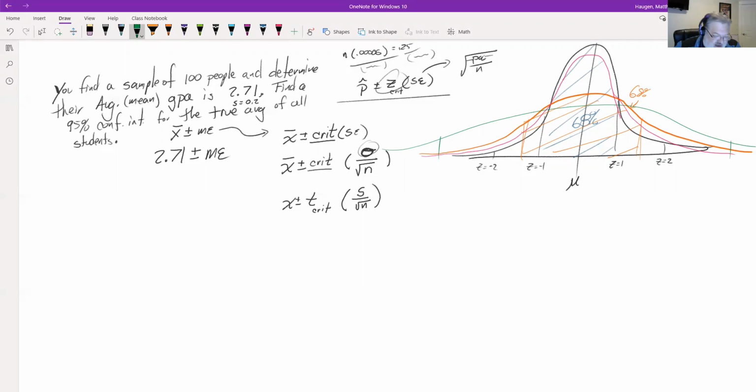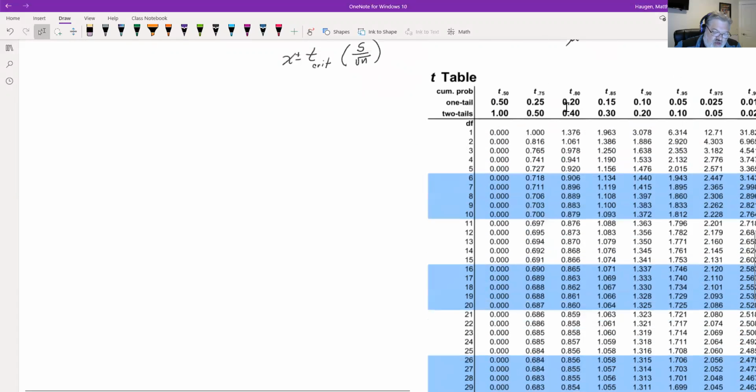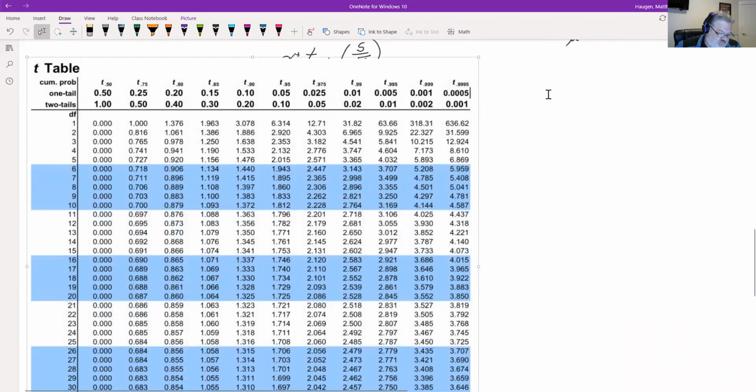So what does that look like in practice? Well, in practice, instead of z-scores, we have t-scores. And I want to look at some of these t-scores before I let you go. So let's say we were trying to make a 95% confidence interval. So a 95% confidence interval had a z-score of 1.96, right?